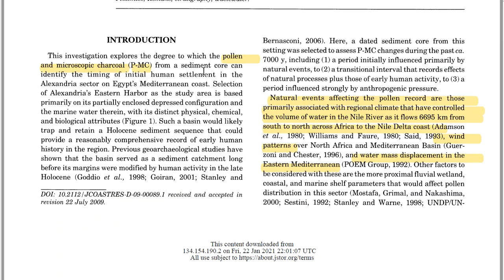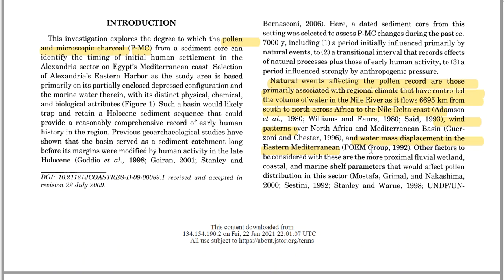And then you go to the introduction, and you can see it investigates pollen and microscopic charcoal from a sediment core, and it could tell us about human settlement. Of course, you'll be reading this entire thing because it's part of the article I'm having you read this week, so I'll let you do that. But the next bit of the introduction talks about what natural events can happen in the pollen record. What they talk about is water flowing in the Nile and then dumping out into areas around Alexandria. Now we'll find out that there isn't really a fresh water source going into Alexandria early on.